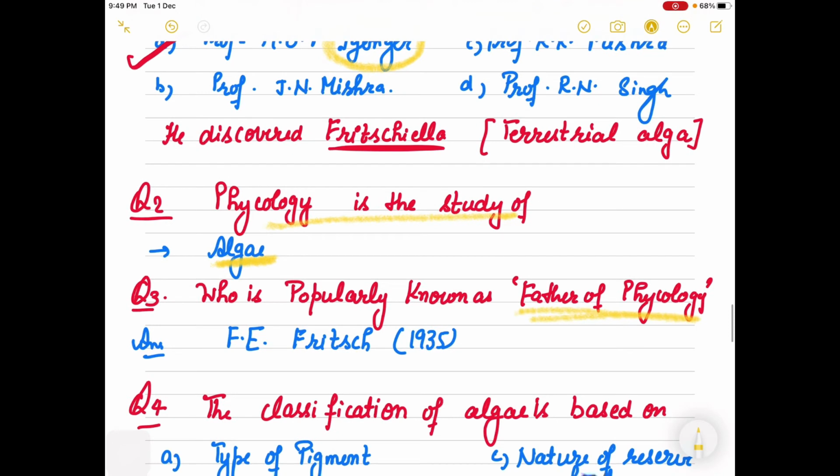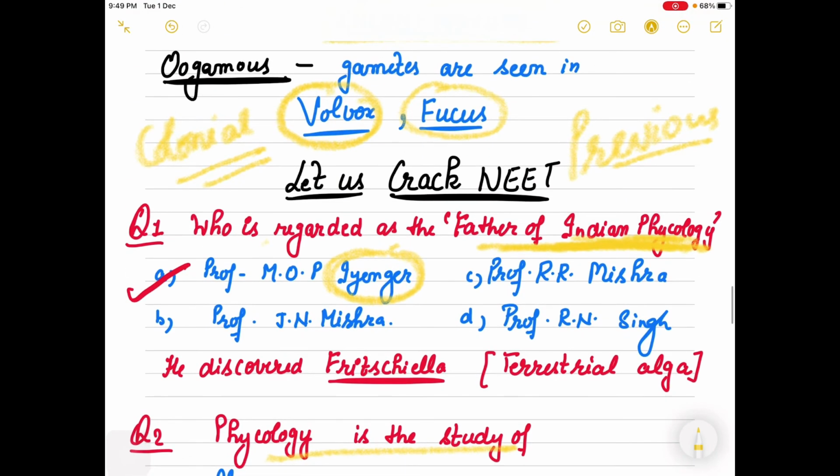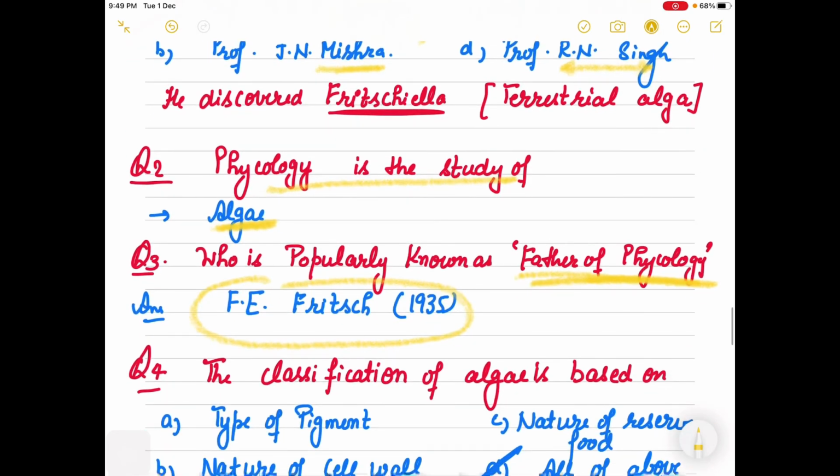And the father of phycology is Friedrich. Iyengar was the Indian one, right? All are Indian names, Mishra, R.N. Singh. So these are not the fathers, only M.O.P. Iyengar was the father of Indian phycology. And the overall father of phycology was Friedrich.